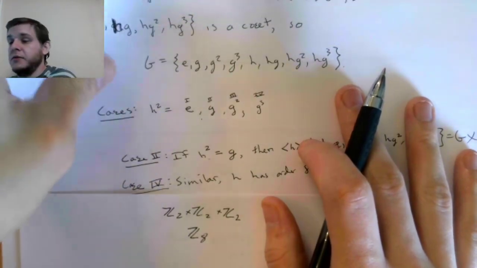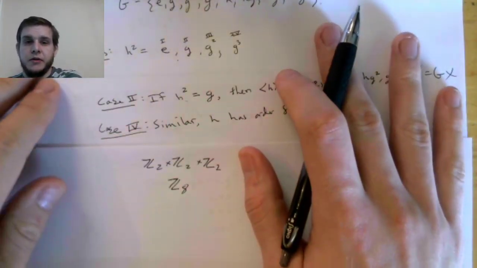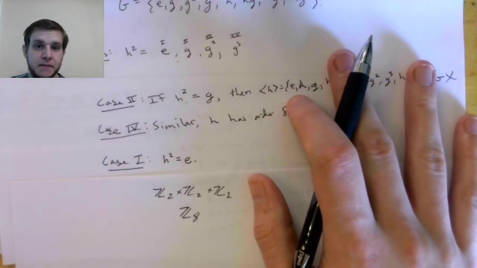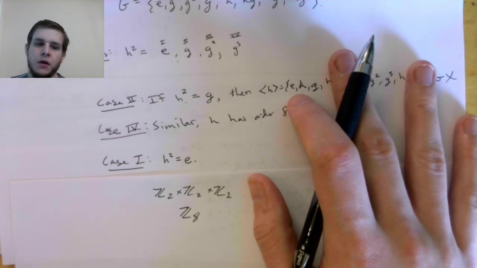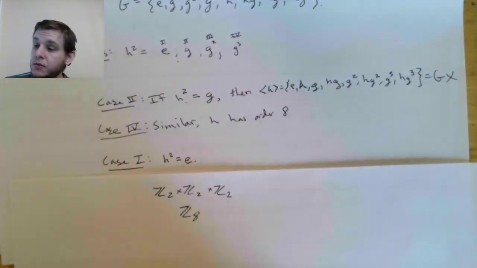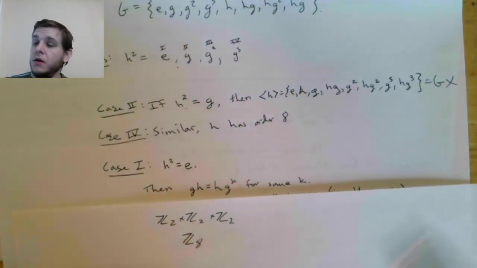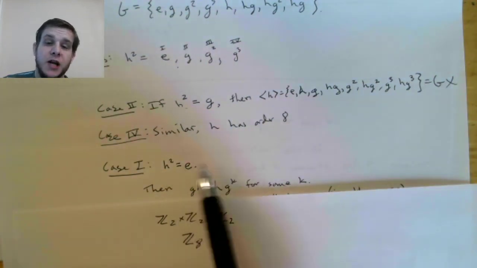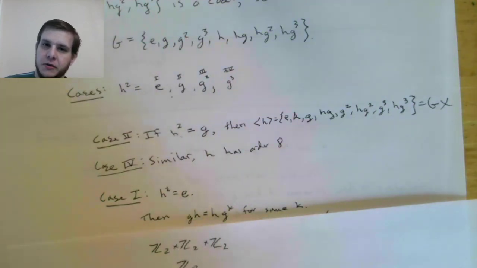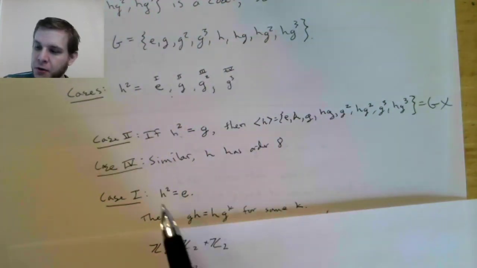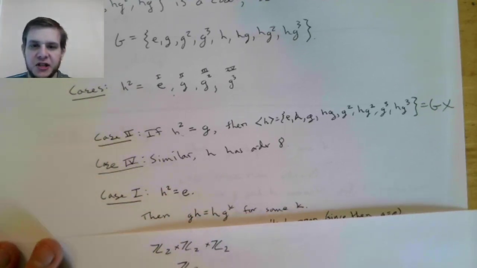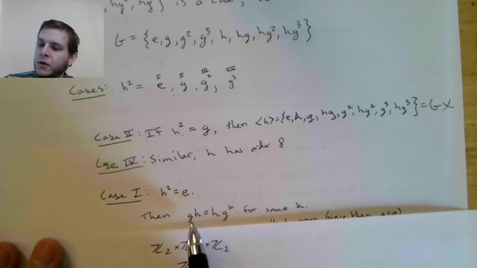So now let's turn to case 1. That H squared is in fact equal to the identity. Well, now I have subcases actually. So in case 1, when H squared is equal to the identity, now let's try to figure out how G and H interact. Right, I know how H interacts with itself. I know the order of H, it's 2. So let's try to figure out what G times H is here.